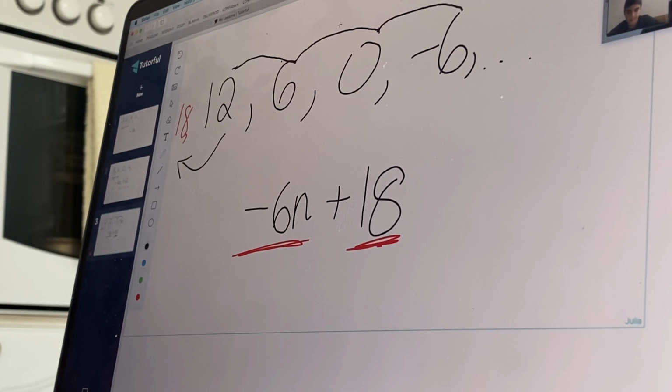So the minus 6 in minus 6n comes from our term-to-term rule. The n comes from the number of steps. Every time we take one step, we add minus 6. If we go 3 steps, we add minus 6 three times. So if we go n steps, we add minus 6 n times.